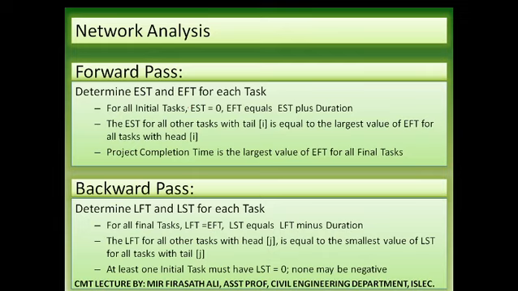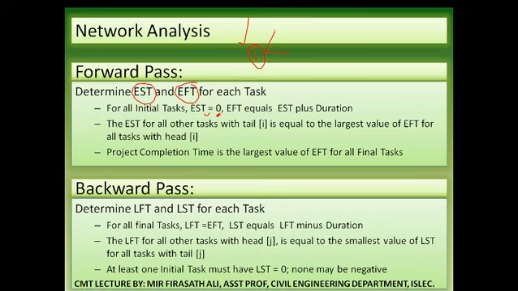What does EST mean? EST is nothing but earliest start time. EFT is earliest finish time for each task. For all initial tasks, earliest start time is 0. Whenever the network starts from the starting event, we call it the project beginning event or starting event. For this project starting event, the earliest start time is always 0.